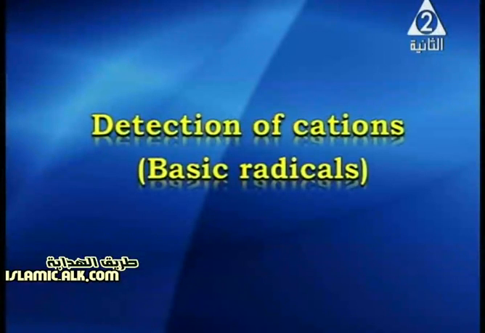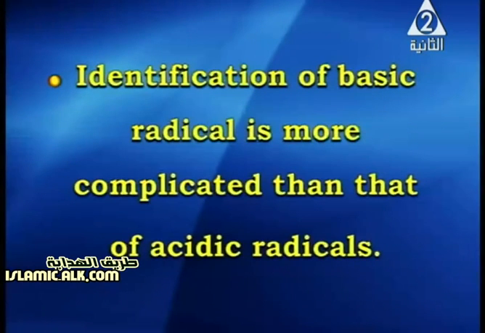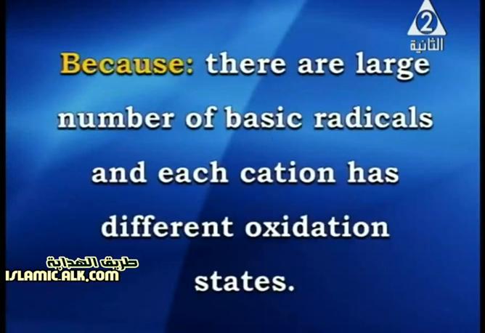Detection of cations, which are called basic radicals. We have given the reason in this title. Identification of basic radicals is more complicated than that of acidic radicals. The answer is that there are a large number of basic radicals and each cation has different oxidation states.